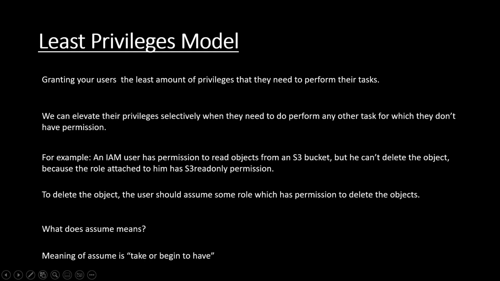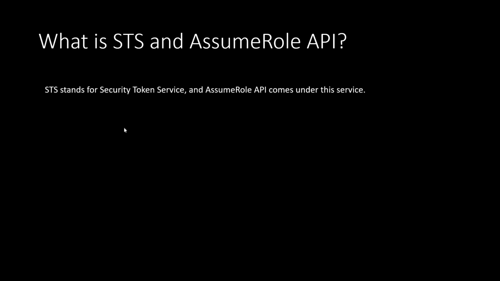The AssumeRole API that we will be calling for this user will return some temporary things like an access key, secret key and session token, and using those keys the user should be able to assume the role. So there is one important thing that we need to understand here: what are STS and the AssumeRole API? STS stands for Security Token Service and the AssumeRole API comes under this service.